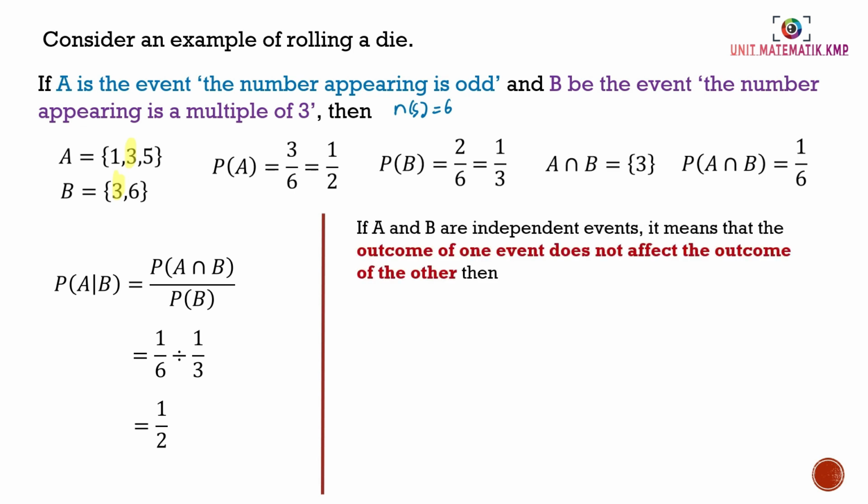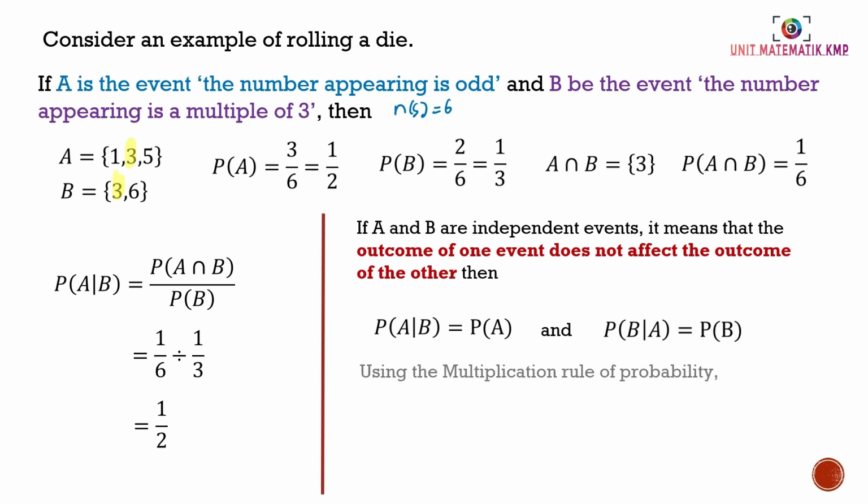So if A and B are independent events, it means that the outcome of one event does not affect the outcome of the other. Okay, sekiranya dia adalah independent, dia tak akan mempengaruhi, tidak mempengaruhi antara satu sama lain. So bila tak mempengaruhi, maksudnya for P(A given B) is equals to P(A). Okay, B tak terlibat, jadi kita boleh keluarkan daripada formula, dan P(B given A) is equals to P(B).